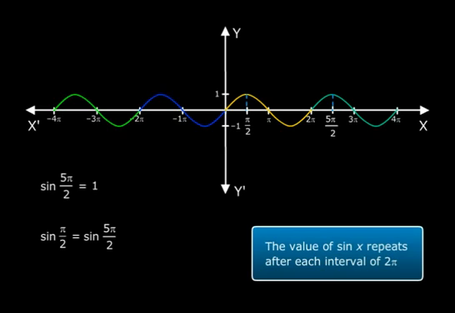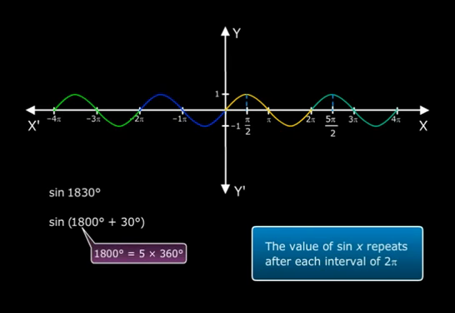And we use this property to find the values of sines of very large angles. So let's take the example of sine of 1830 degrees. Now we can say that 1830 degrees equals 1800 degrees plus 30 degrees. Now what about 1800? We can also say that it equals 5 into 360.